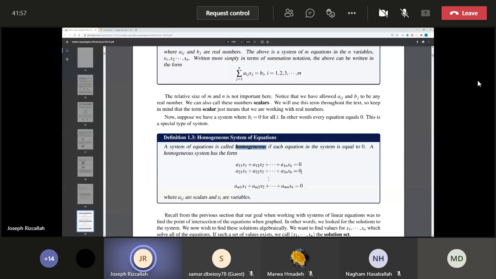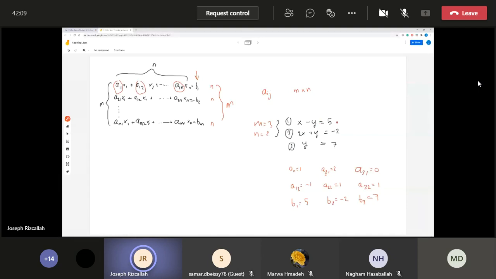Now, notice also that, for example, in my example here, I could write the 5 here to the left, right? And then I would get a 0, but the equation would not be homogeneous. For example, this equation, I could rewrite it this way. I could write it as x minus y minus 5 equals 0, right?